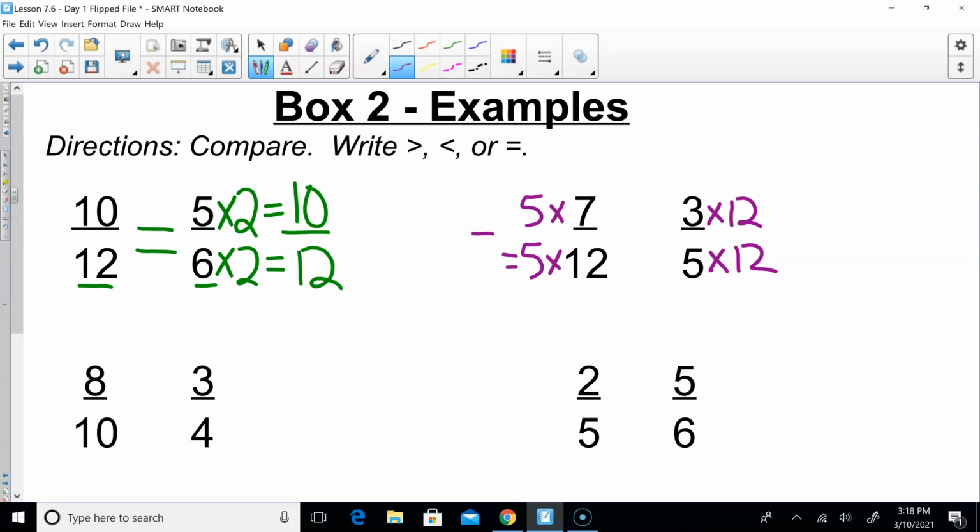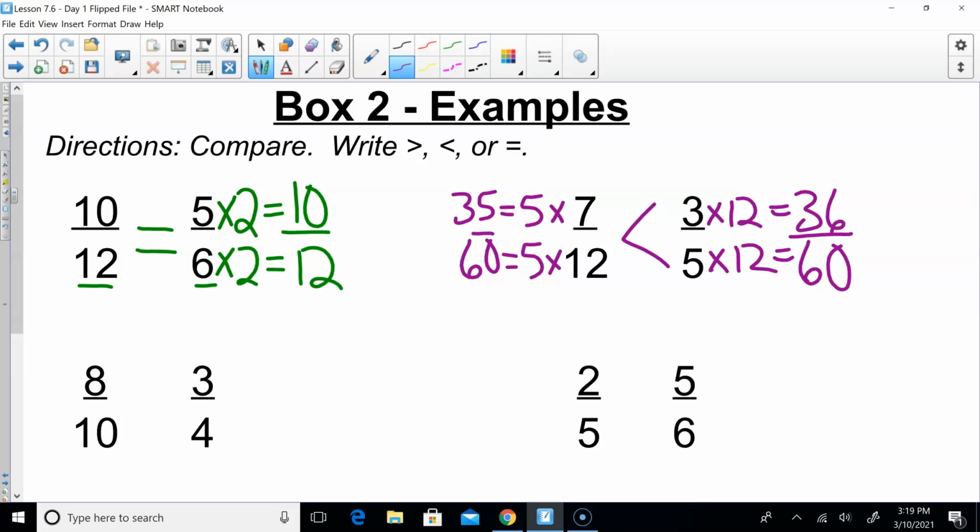And now I get over here 35 60ths, and here I get 36 60ths. Whew. 1/60th. That's a small amount. So we know that when we look at these, we can look really closely. 7 twelfths is less than 3/5. Barely, but still less than.